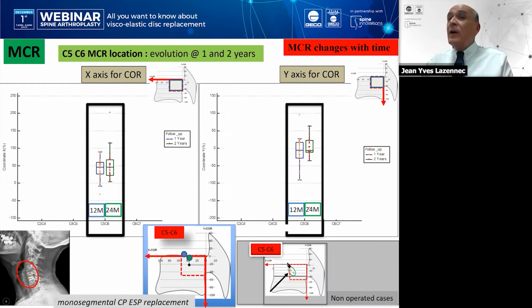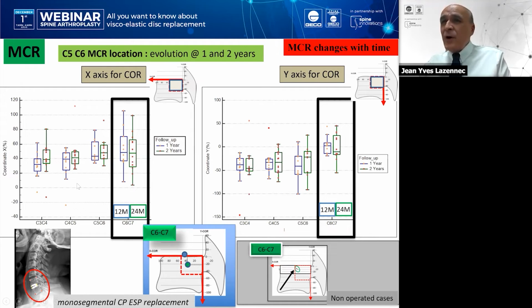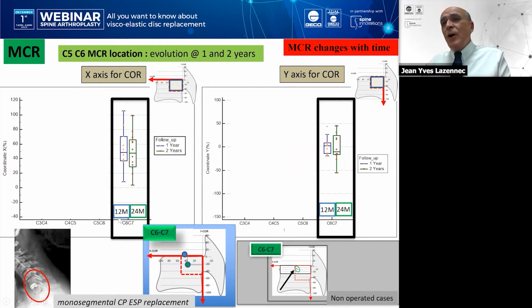This is the case for monosegmental implantation, C5, C6. What about C6, C7? You have all of the cases, all of the levels. I make the slide less busy, and you see again that there is an adaptation of the center of rotation moving lower because of the adaptation with translation. So the big message at this stage for cervical disc is, of course, we have rotation, we have translation, but what is very interesting is to see the adaptation of the center of rotation with time.